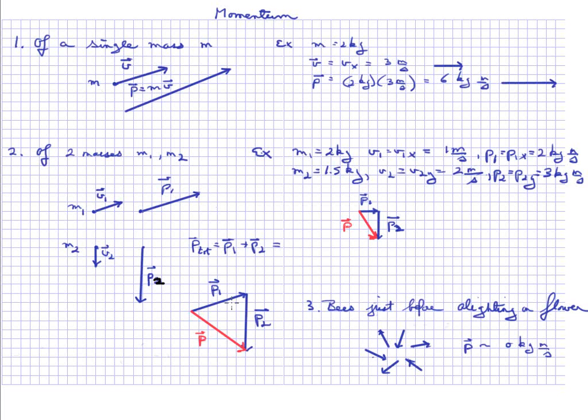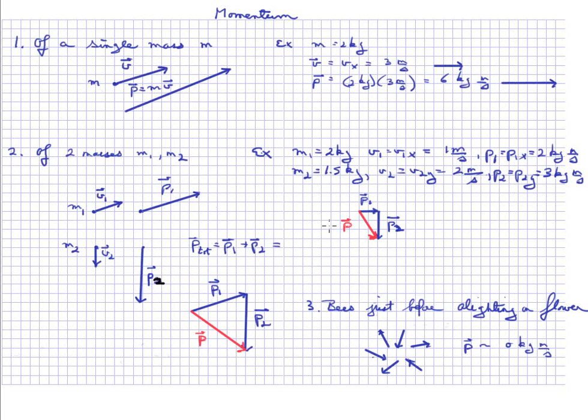Numerical example, this is a graphical example here. Let's say we had a 2 kilogram mass going at 1 meter per second in the positive x direction. So the momentum vector associated with m1 would be 2 kilogram meters per second in the positive x direction. And let's say m2 was a 1.5 kilogram mass, and it had a 2 meter per second velocity in the positive y direction. Well, then its momentum, the momentum for particle 2, would be 3 kilogram meters per second in the positive y direction.